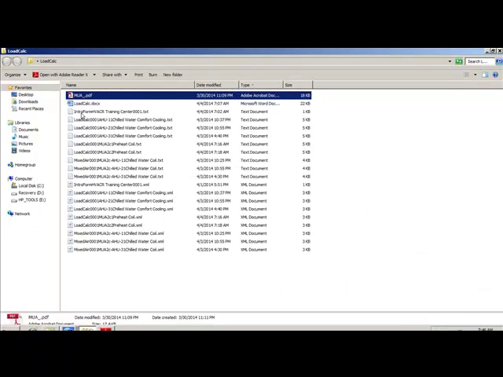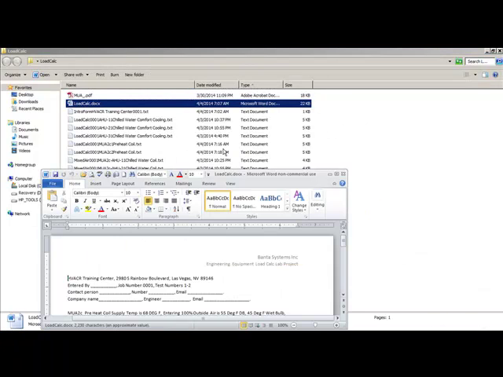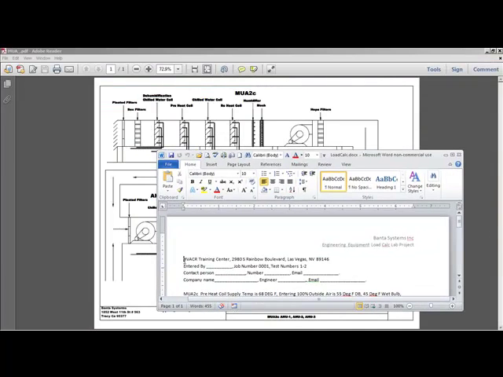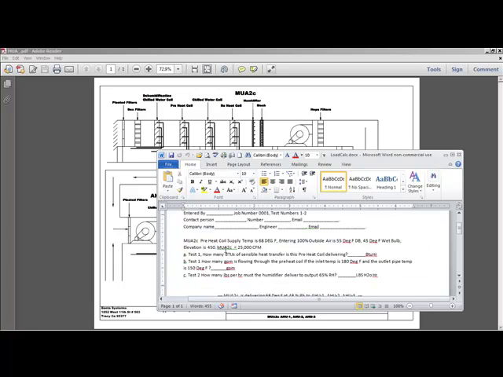So let's go ahead and take a look at our report here. In this scenario, we have the HVACR Training Center, 2980 South Rainbow Boulevard, Las Vegas, Nevada, 89146. Our first condition is MUA2C preheat coil. That would be this coil right here.